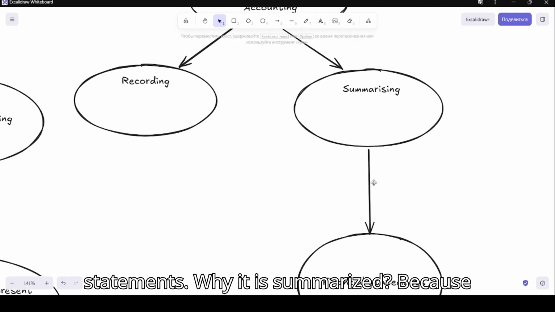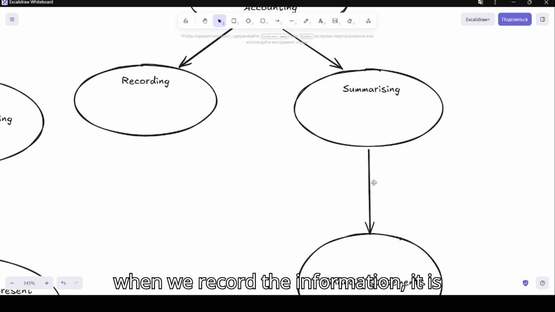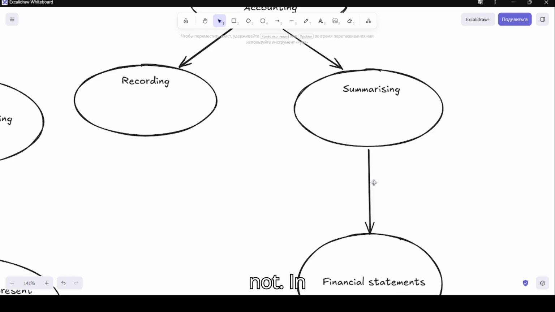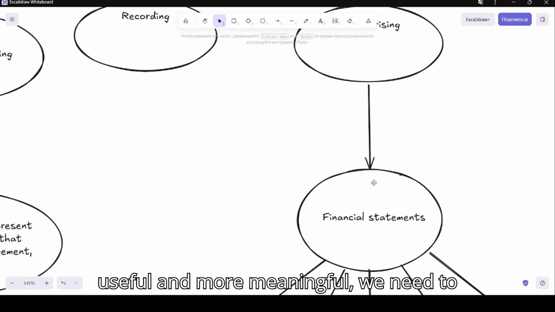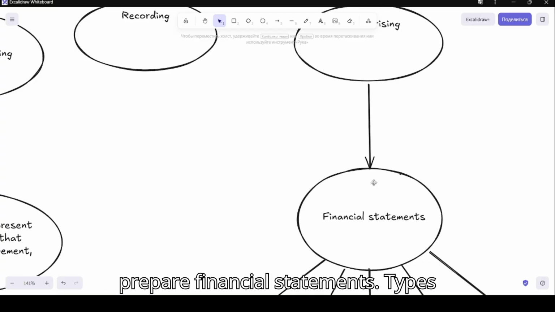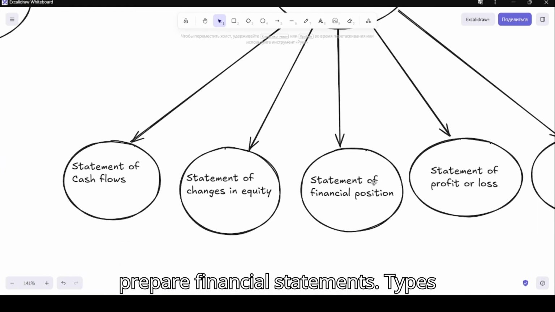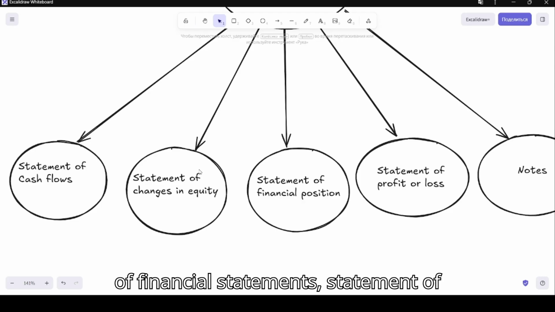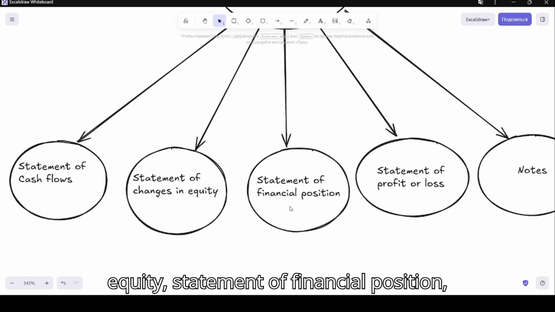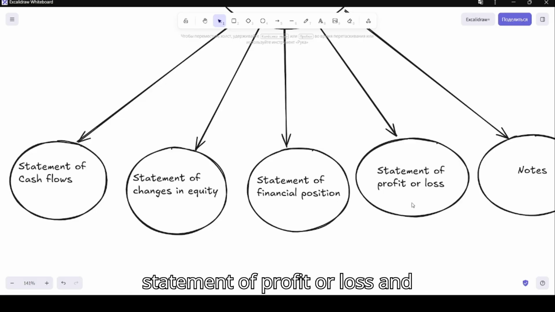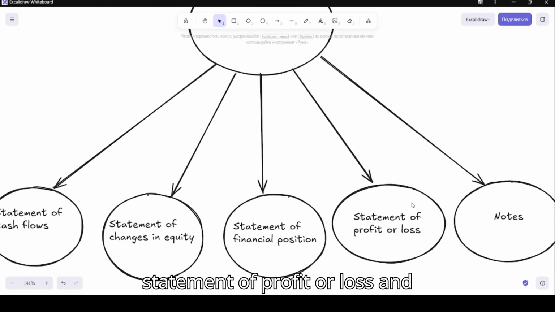Why is it summarized? Because when we record the information, it is not useful. In order to make it more useful and more meaningful, we need to prepare financial statements. There are 5 types of financial statements: statement of cash flows, statement of changes in equity, statement of financial position, statement of profit or loss, and notes. Okay.